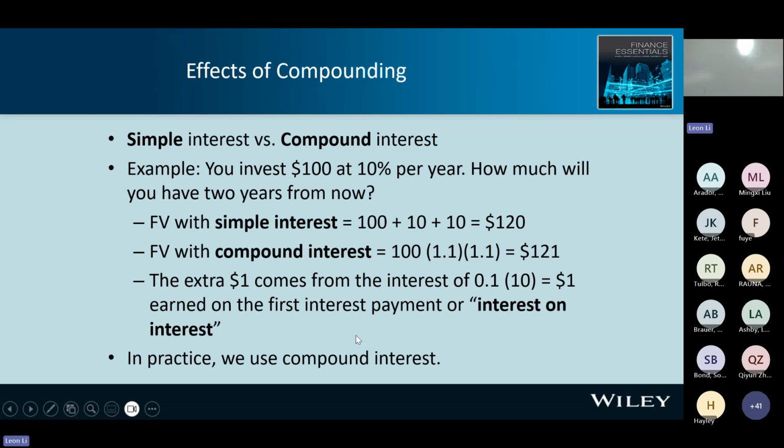All right, or you can say money can earn money. Please note, in practice, we use compound interest. So money can earn money. This is the compounding effect, or interest can earn interest.